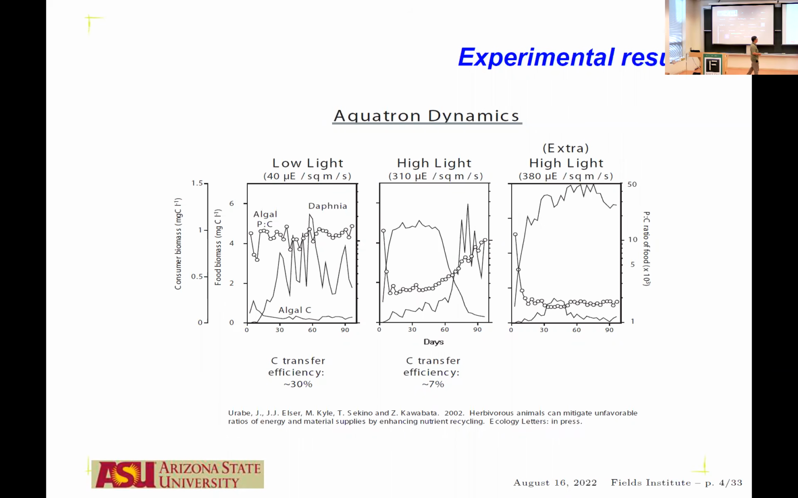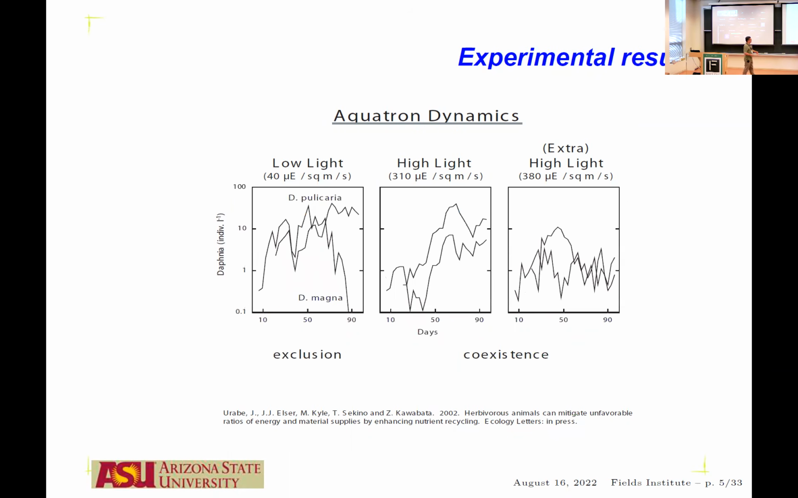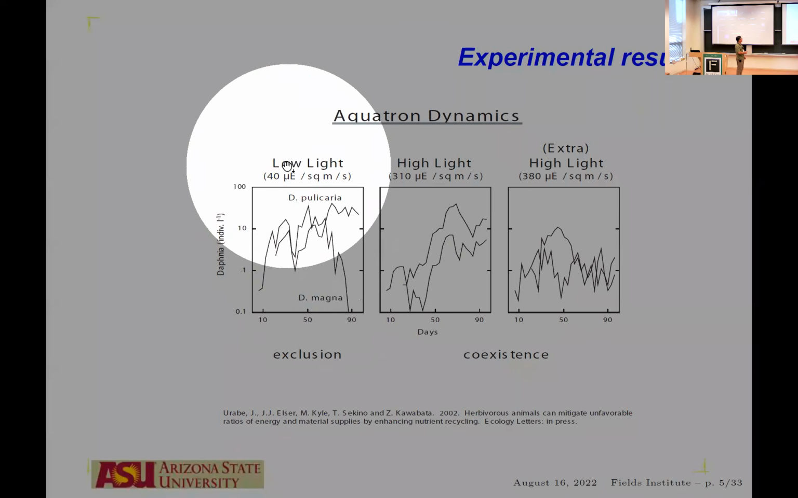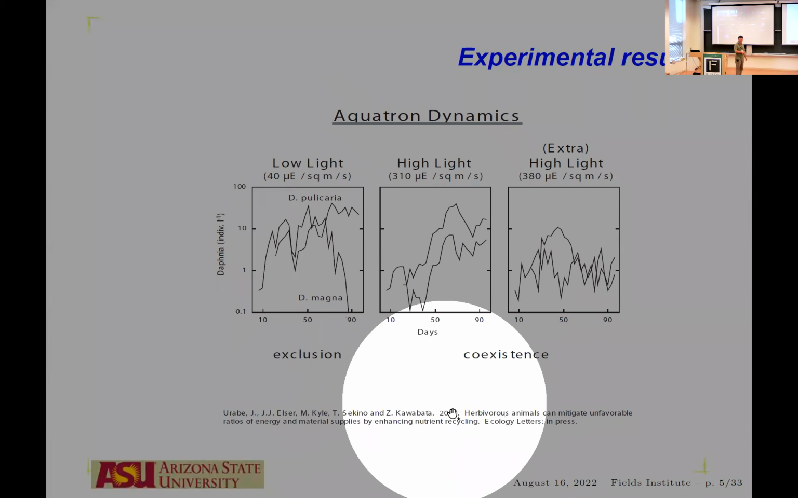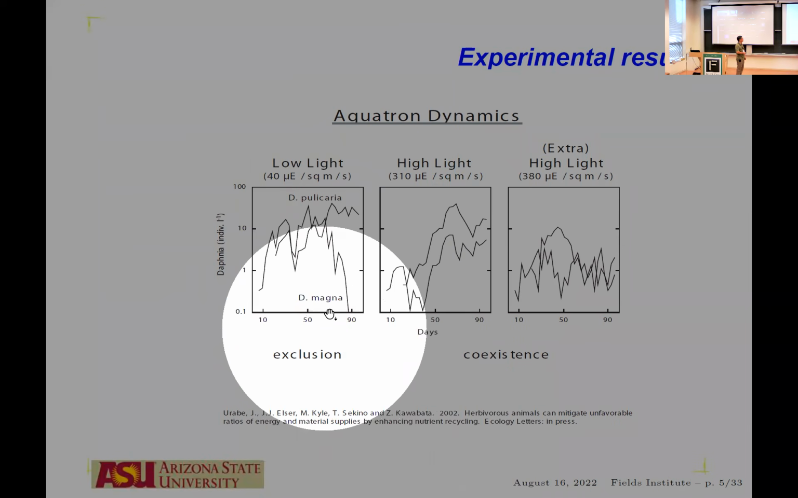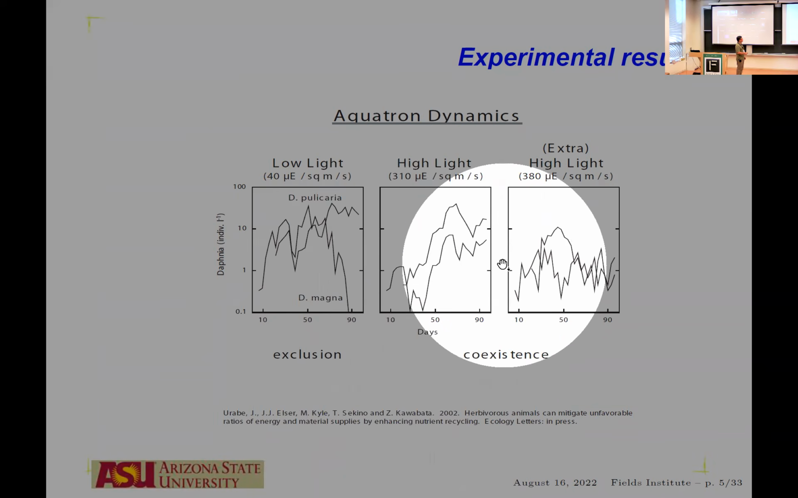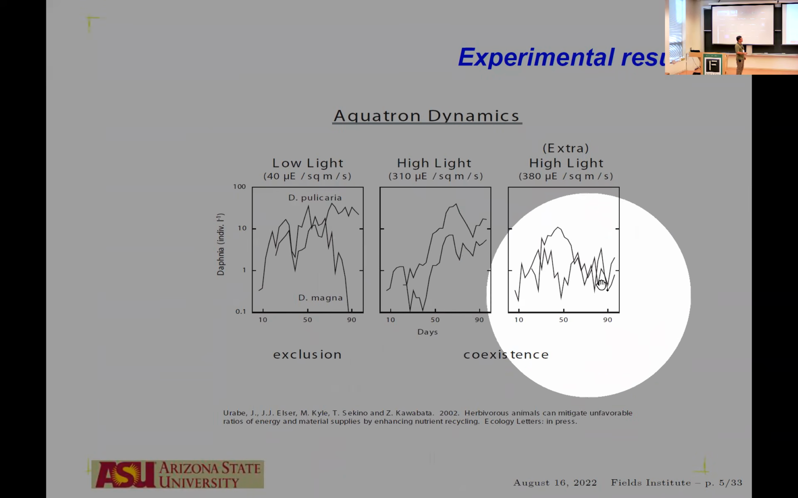So you don't want to just use the traditional one. And adding to that, the same model should also be able to model the competition in the batch culture. And this is a case where accidentally they mixed two species of Daphnia. And then they find that at the low lighting, there's competitive exclusion to be expected. But then at the higher one, they actually happily coexist.